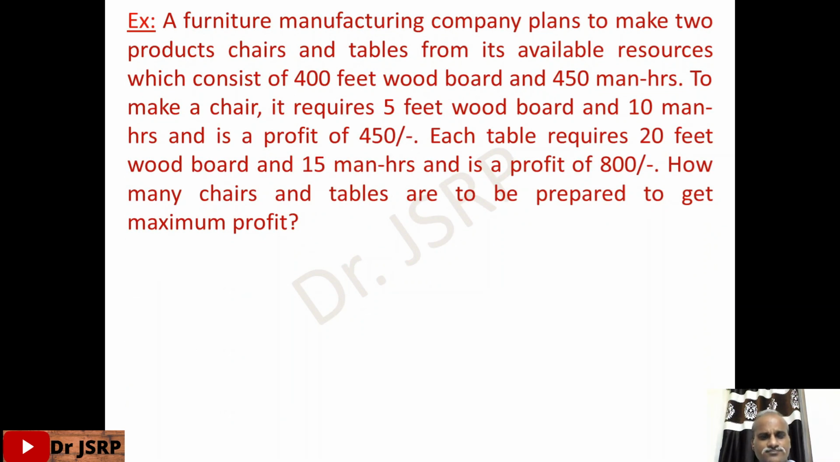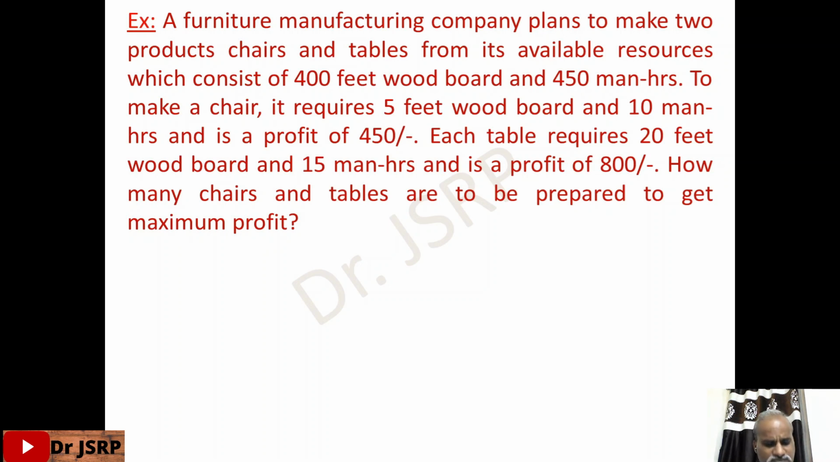Consider this simple problem. A furniture manufacturing company plans to make two products, chairs and tables, from its available resources, which consist of 400 feet of wood board and 450 man hours. To make a chair, it requires 5 feet of wood board and 10 man hours and gives a profit of 450 rupees. Each table requires 20 feet of wood board and 15 man hours and gives a profit of 800 rupees. How many chairs and tables are to be prepared to get maximum profit?